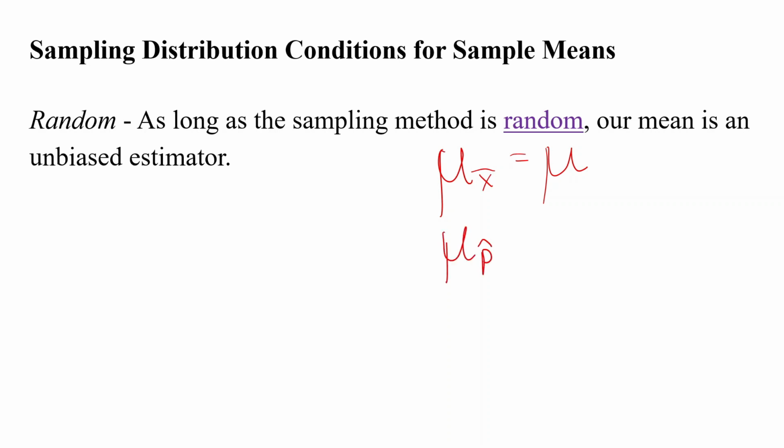We had the same thing for proportions. Remember, for proportions, the center of our sampling distribution was equal to our population parameter. So this is going to be the same for sample means. Now, obviously, sampling method is random. That's when we are actually sampling. If we were in an experiment, we would have to make sure we have random assignment.